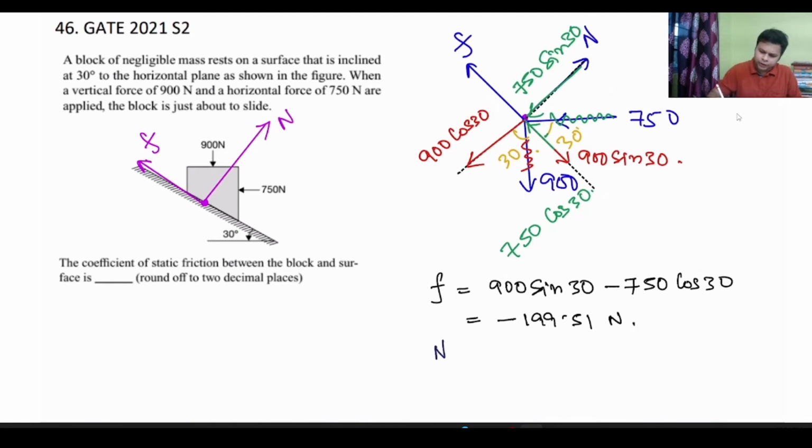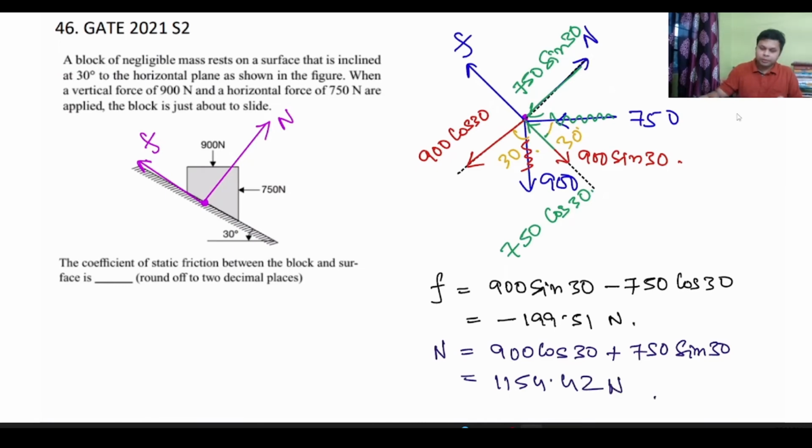Similarly, what is the value of N? N is equal to, I can say, 900 cos 30 plus 750 sin 30. So the value of N is coming out to be 1154.42 Newton. So I'm taking only the magnitude.